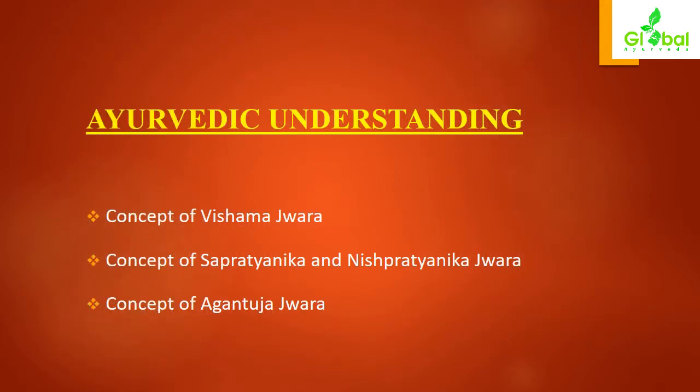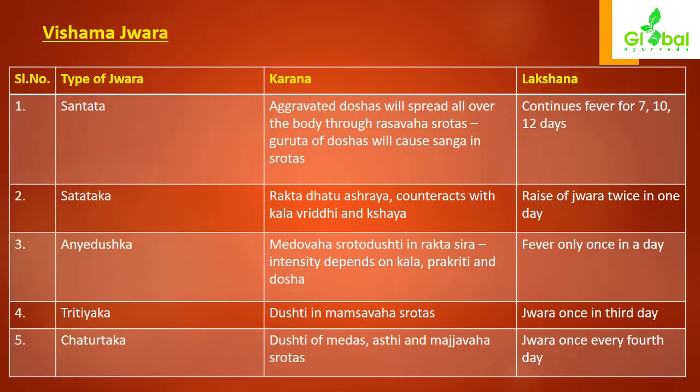Ayurvedic understanding regarding malaria: with respect to the concept of Vishamajwara, with respect to the concept of Sapratyanika and Nishpratyanika Jwara, and with respect to the concept of Agantujwara, we can correlate a possible interpretation with respect to malaria. Vishamajwara, especially the types of Vishamajwara, we can correlate with the concept of malaria. With respect to the types of Vishamajwara, especially Santata, Satata, Anyedyushka, Tritiyaka, and Chaturthaka, we will see the features of each Vishamajwara type. First of all, Santata.